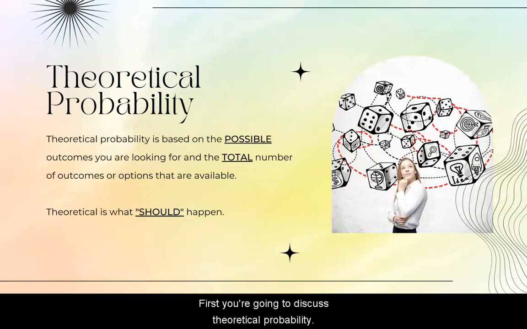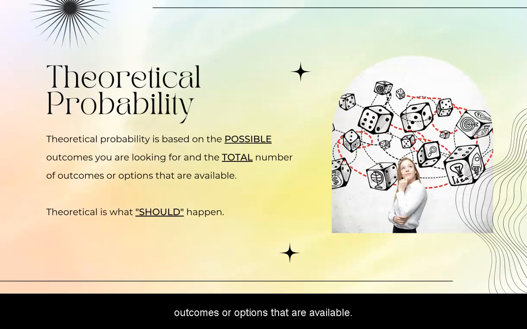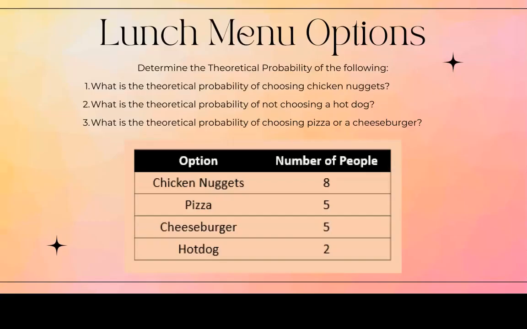First, we are going to discuss theoretical probability. Theoretical probability is based on the possible, like impossible, outcomes you are looking for and the total number of outcomes or options that are available. Theoretical is what should happen, like we all should love math, right? Let's look at some lunch options and discuss theoretical probability.